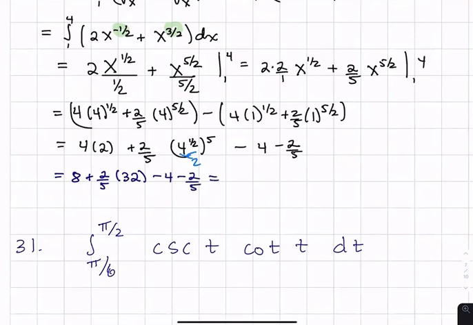And then, well, eventually we can get this done, but what's the most efficient way? 8 minus 4 is 4. Then 2/5 times 32 minus 2/5 makes, I don't know, I had some idea I could do this in a quick way, but it's 2 times 32 is 64 minus 2. That's going to be 62 over 5. Okay, and then I'll write 4 as 20 over 5.